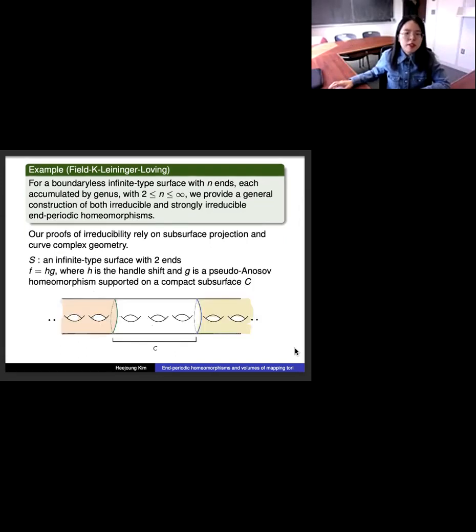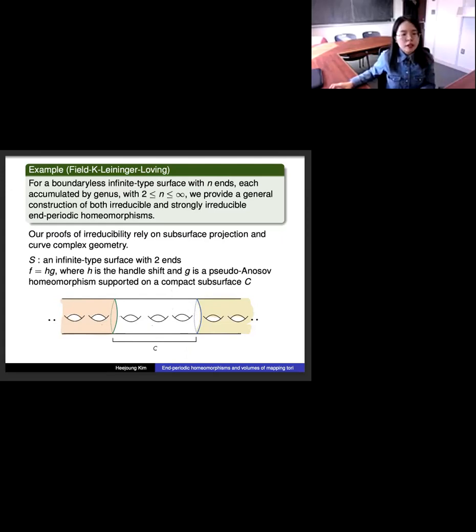So, for example, let's think about the two ends case. Then our example is the composition of the handle shift with a pseudo-Anosov homeomorphism supporting on a complex subsurface C. And here we will think about G having large translation length. So say this is our subsurface C, and G is supported by this subsurface C. And H shifts one genus to the right, this way.